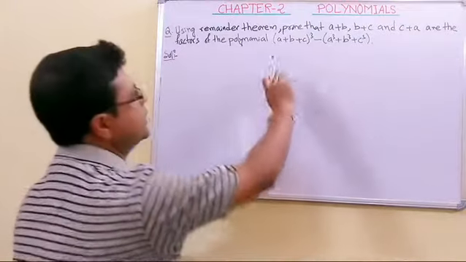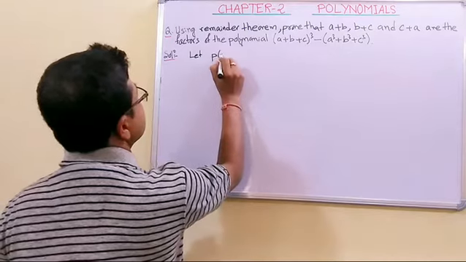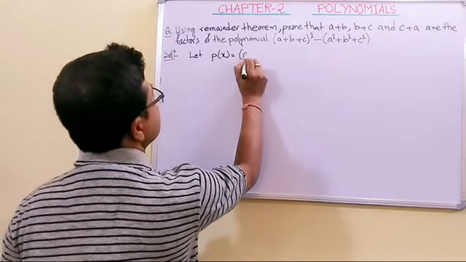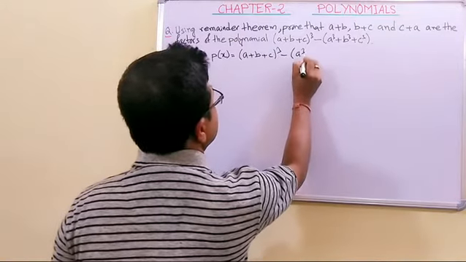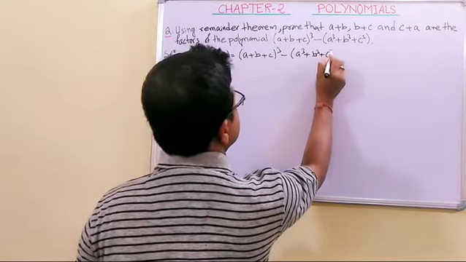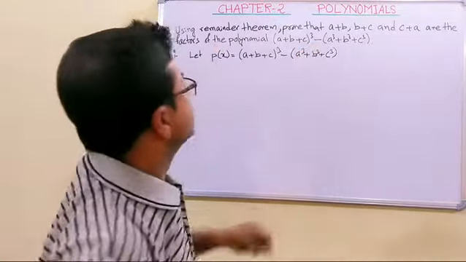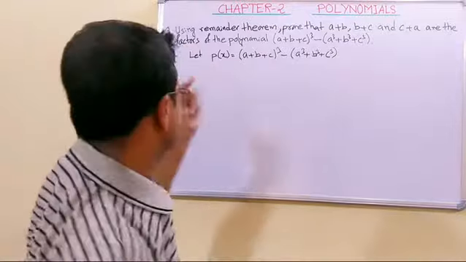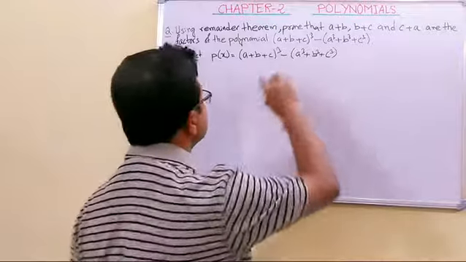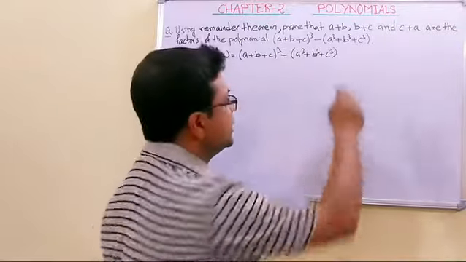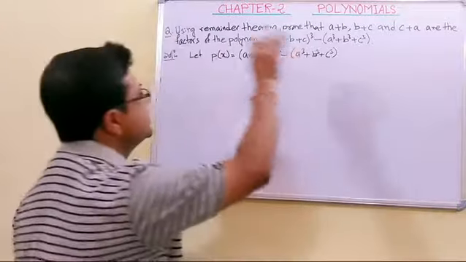Now the polynomial is this, so let us consider this to be the polynomial, represented by p(x). This is a very easy sum. Now we have to prove that a plus b is a factor using the remainder theorem. If a plus b is a factor, the remainder will obviously be 0. If b plus c is a factor, the remainder will be 0. That means we have to find that the remainder is 0.